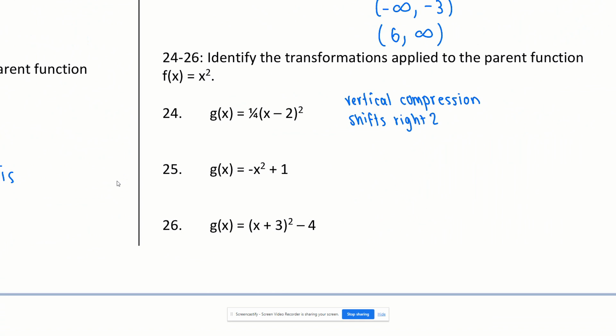Next, that negative, there's no parentheses, that's outside, that's a vertical reflection, meaning it reflects over the x-axis. And that +1 also outside, there's no parentheses, so it's going to shift up 1. And the last one, that +3 inside means a -3 horizontal shift, so it shifts left 3, and it's going to shift down 4.